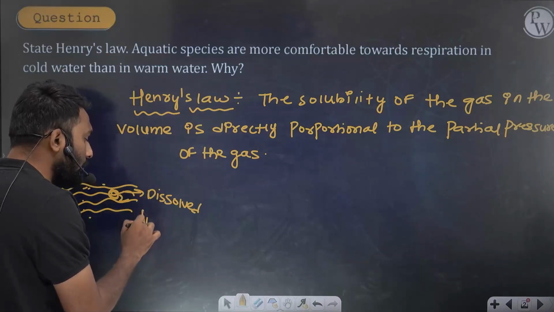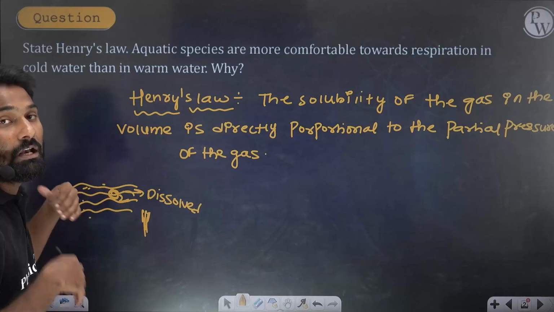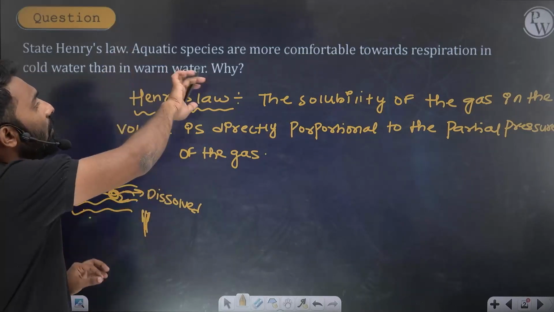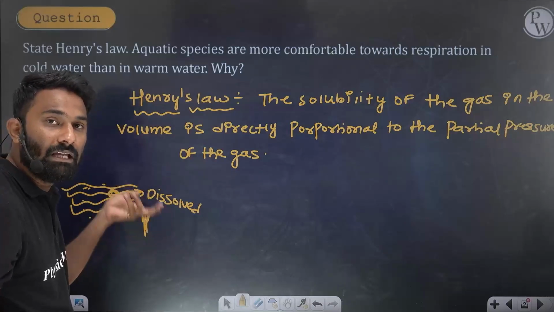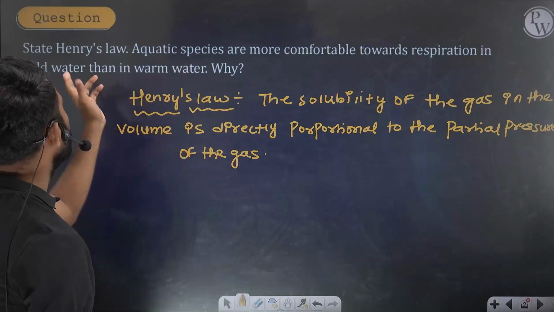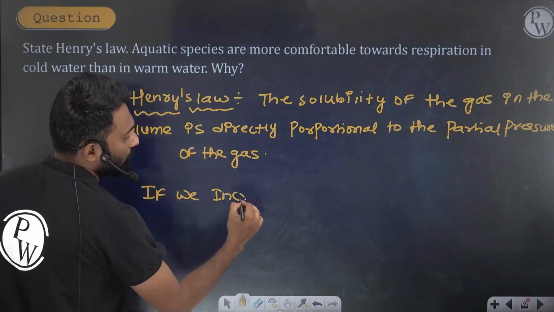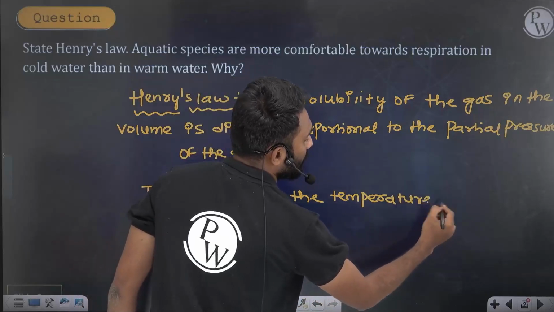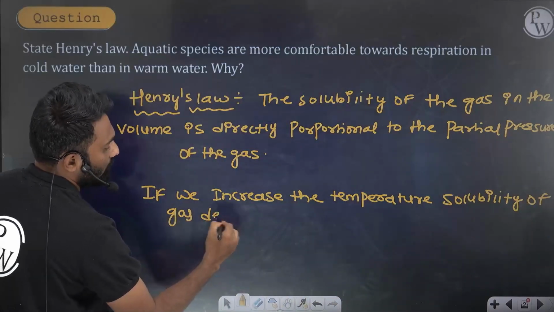Now if you increase the temperature, what happens? The solubility of the O2 present in the water decreases, so it will not be available. The O2 will not be dissolved in the water. That is why the aquatic species present in the water will die when we increase the temperature. Clear? Now you know, aquatic species are more comfortable for respiration in cold water than in warm water. Why? If we increase the temperature, the solubility of gas decreases.